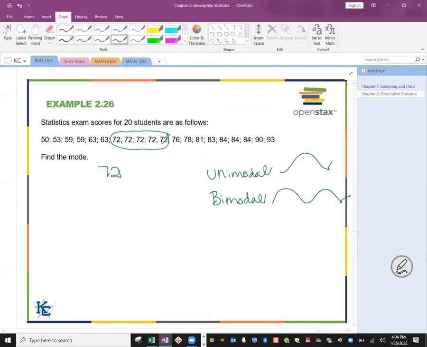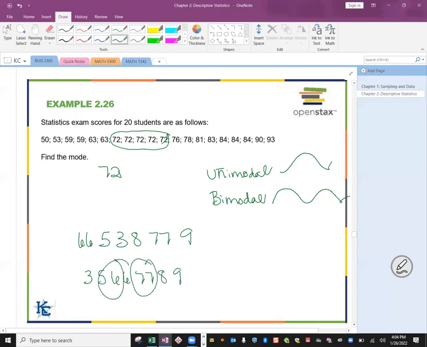And so if we took 72 out of this data set and we looked at the fact that 84 repeats 3 times, this is not a good example, but if I was to give another example, let's say we had 6, 6, 5, 3, 8, 7, 7, 9 for our data set. So then we ordered it 3, 5, 6, 6, 7, 7, 8, 9. We see here that we have two modes. Okay, so this is an example of bimodal because we have two numbers that occur more than the rest of the numbers.